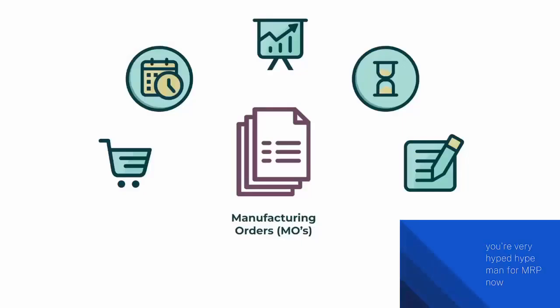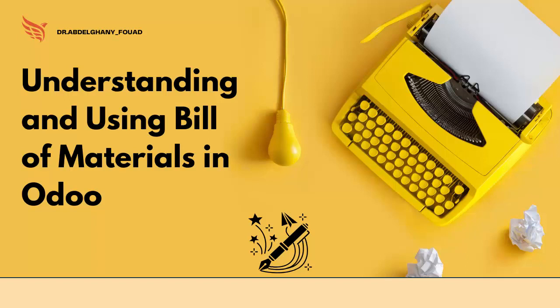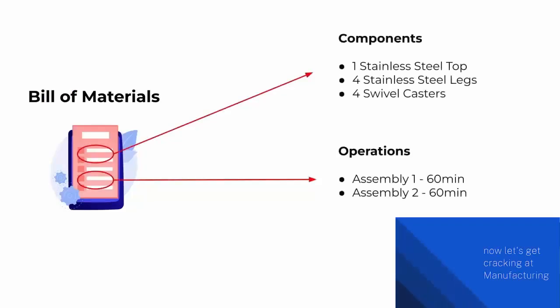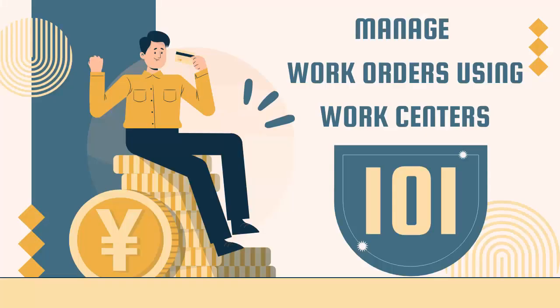Manufacturing orders, or MOs, are internal documents that authorize production at a company that produces goods. Now let's get cracking at manufacturing. Alright, as you can tell, I'm really excited to show you all of this.